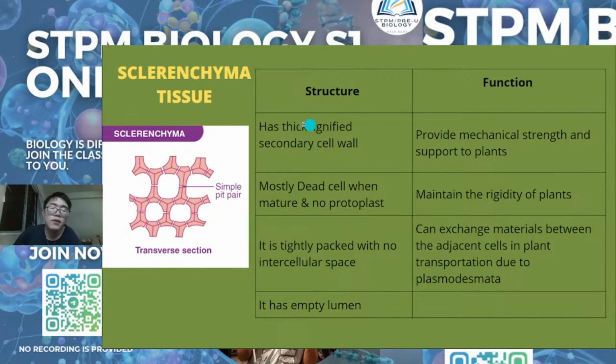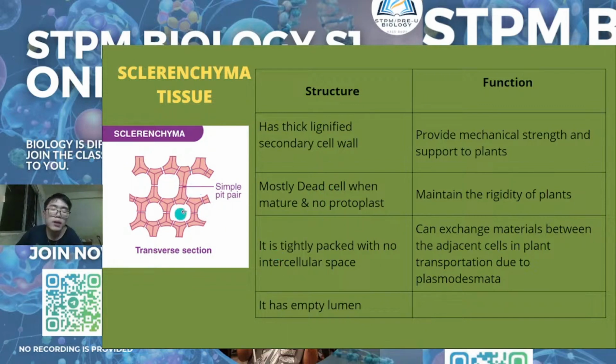So normally you see that it has a thick lignin secondary cell wall, and it is mostly a dead cell with no protoplasm. That is why it does not contain a nucleus and chloroplast, because it is a dead cell. So it does not contain organelles. There are no organelles that can function. That is why we call it a dead cell.